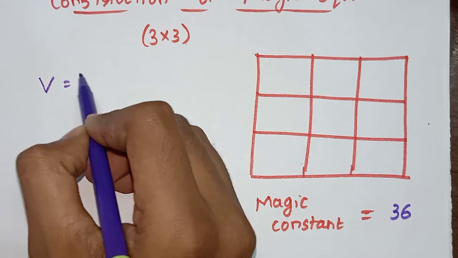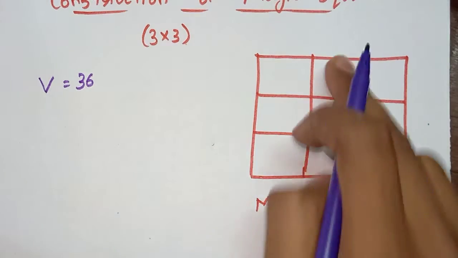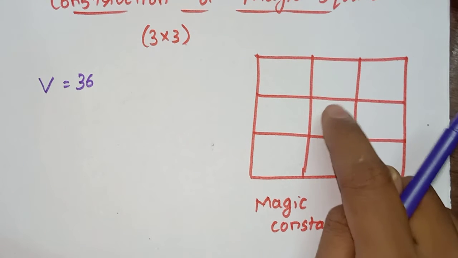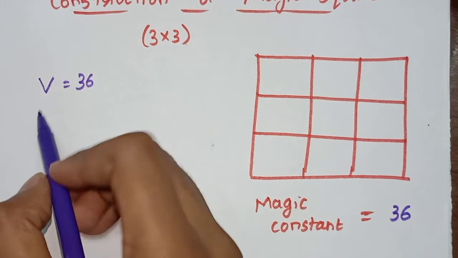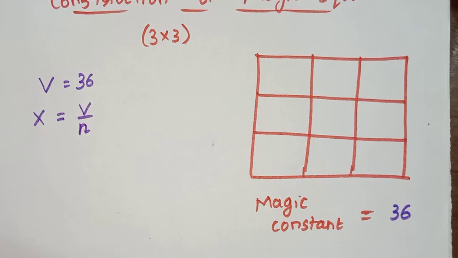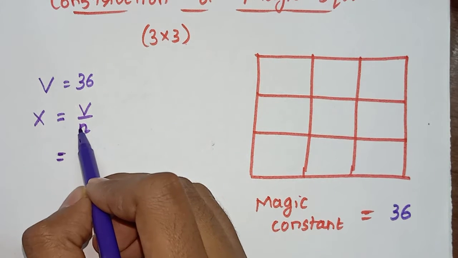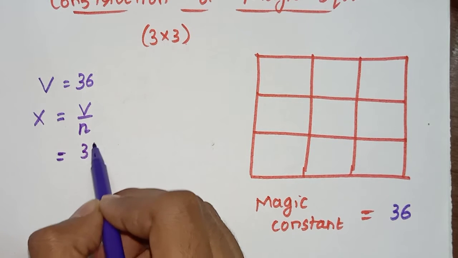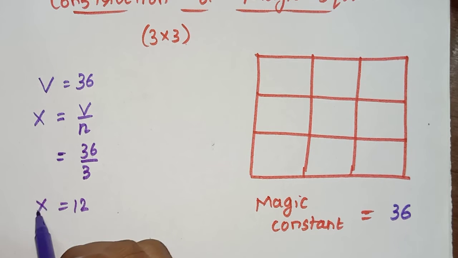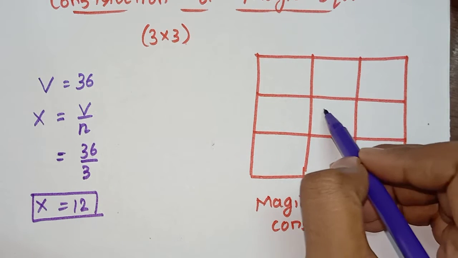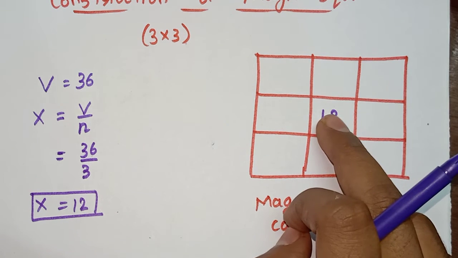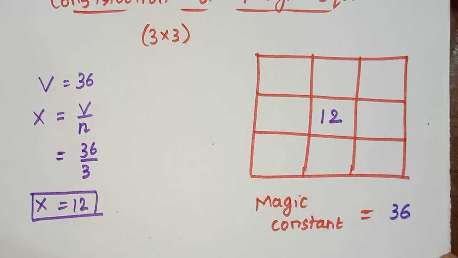Now the value is 36, meaning the total of rows, columns and diagonals is 36. So we have to start with the central element. If the value is 36, then the central element is given by the value divided by the type of magic square, here 3. So the central element should be 12. Here I would write 12. So one element is written. Now we have to find the remaining 8. So how to find that?